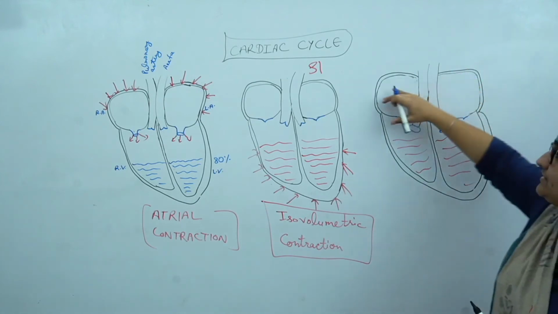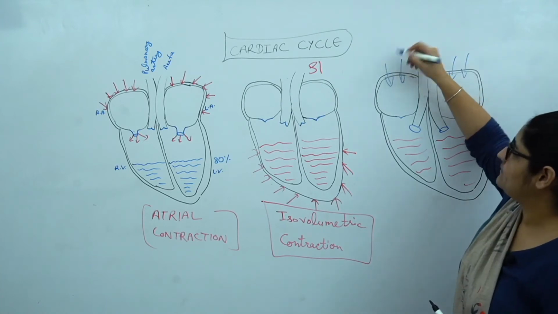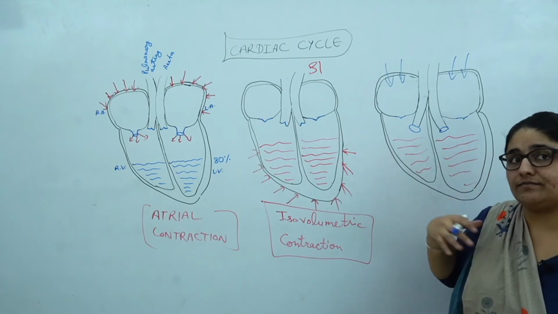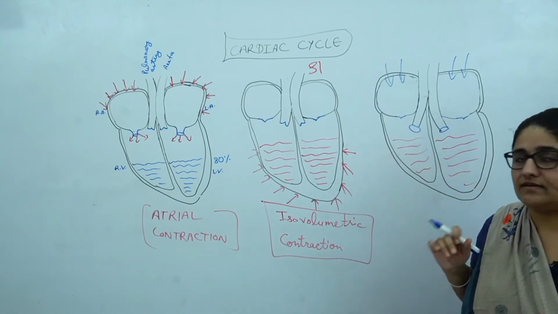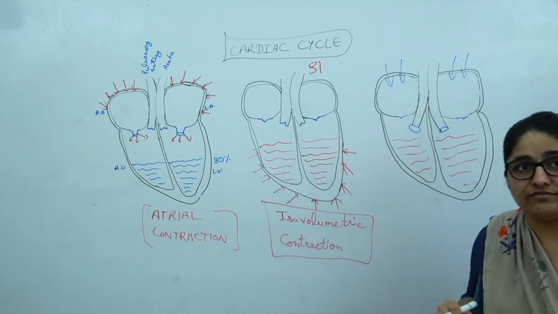Now the atria, what is atria doing? Atria is receiving blood. It is acting as a tank or reservoir and it is receiving blood. It is getting filled with blood. These valves are closed, so the blood is not moving from atria to the ventricles.